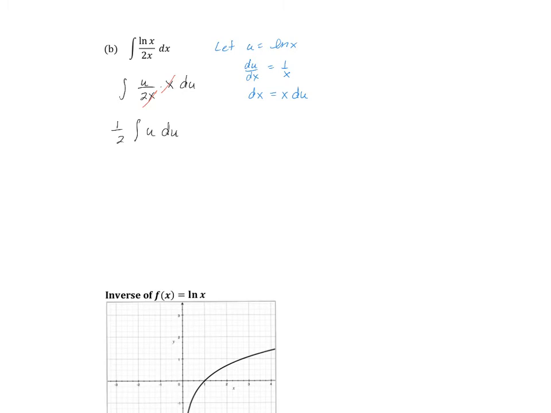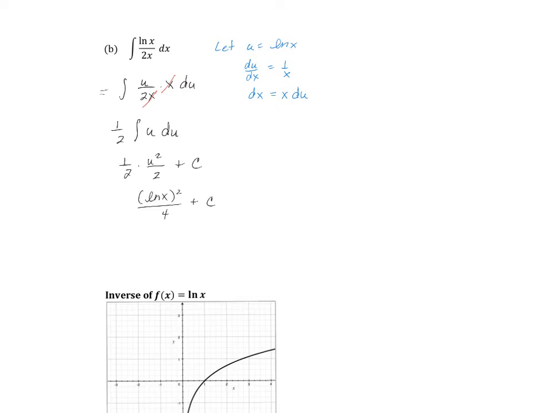which is super nice because that's just u squared over 2, plus my constant c, since it's an indefinite integral. But now I have to substitute back in for u the natural log of x. So it's going to be the natural log of x quantity squared over 4 plus c.